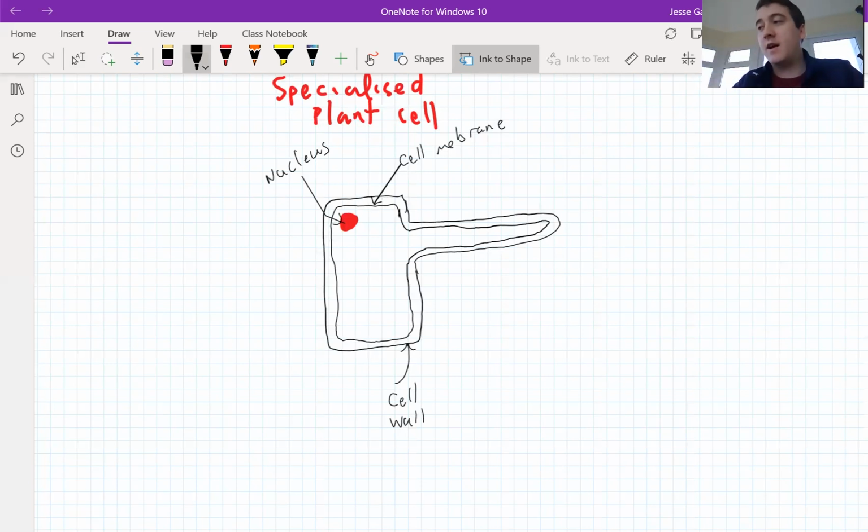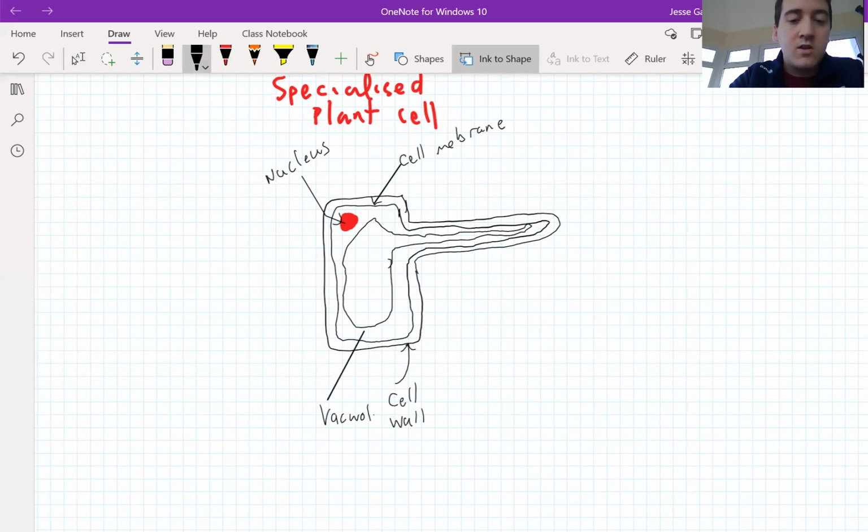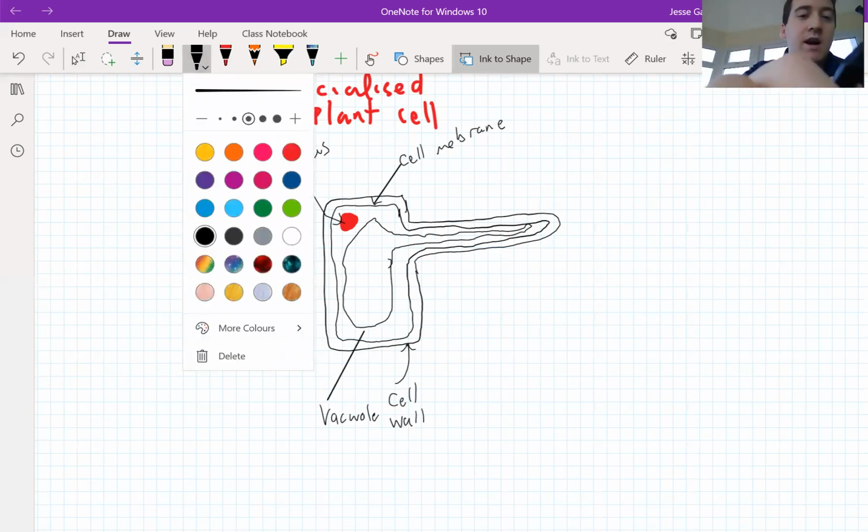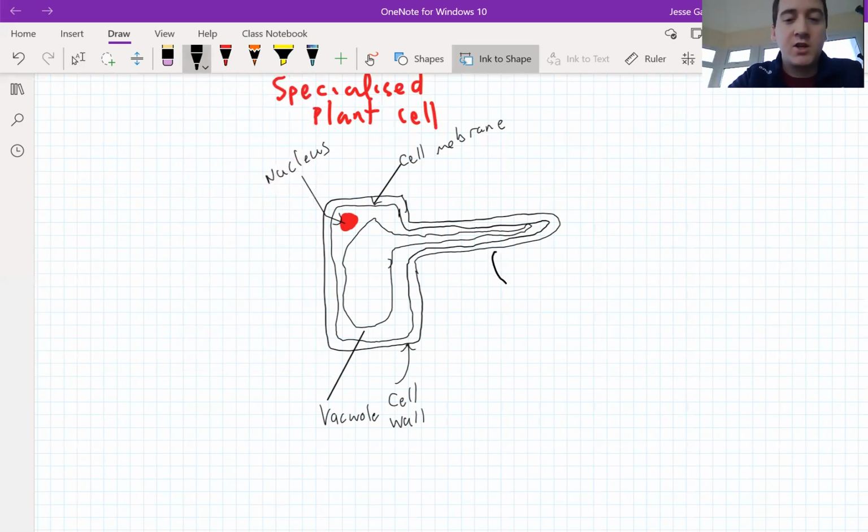Okay, it's the nucleus. And then I'm going to draw a large kind of sac. And this sac extends into this projection. This sac is called the vacuole. So there's no new parts there, but there is a new part that we haven't seen before, and that's this whole projection here. This is what we call a root hair. So it's kind of like a hair.